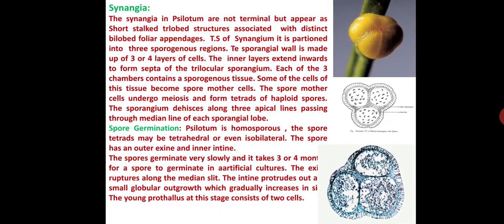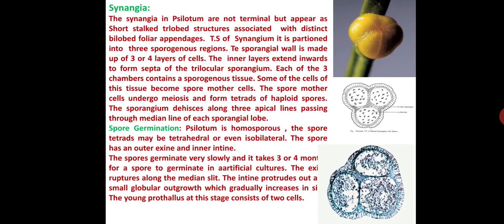Next friends, we discuss spore germination. Xylotum is homosporous. The spore tetrads may be tetrahedral or even isobilateral. The spore has an outer exine and inner intine. The spores germinate very slowly, and it takes 3 or 4 months for a spore to germinate in artificial culture.